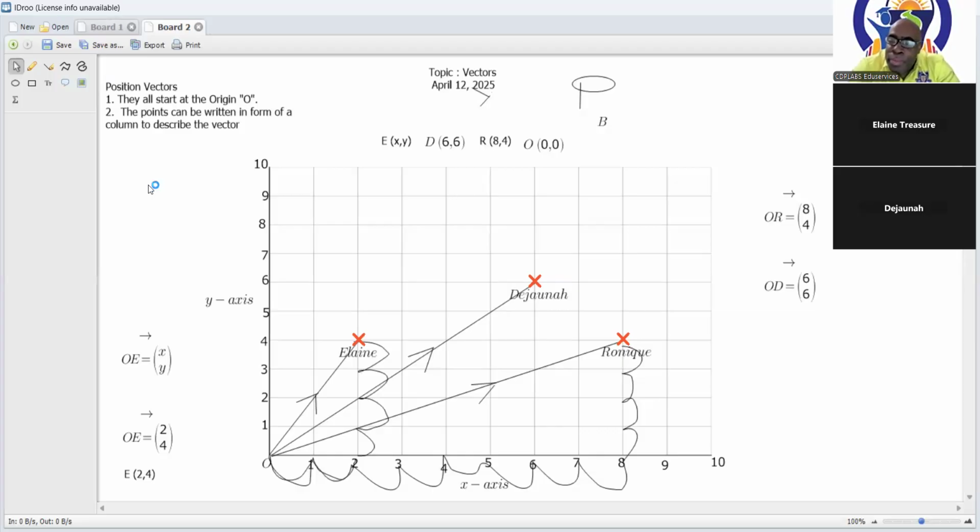Now, so here it is now. No, let's continue. No, no. All right. So those are positional vectors.